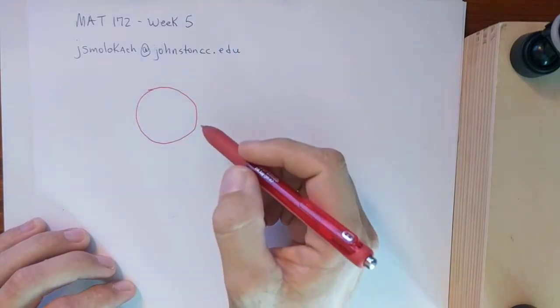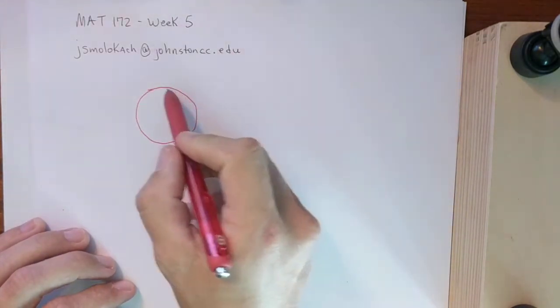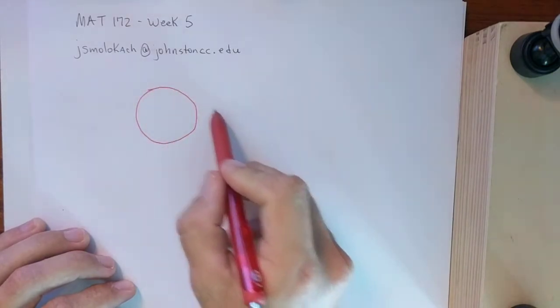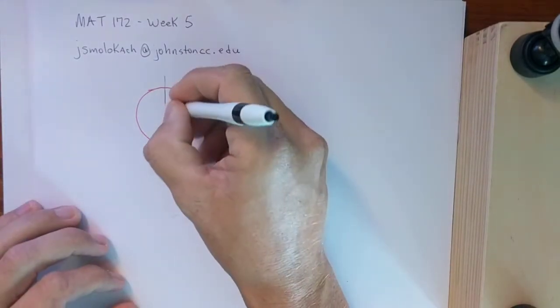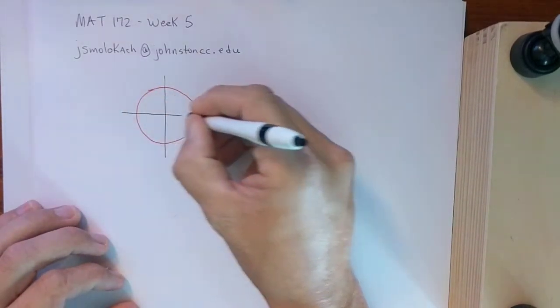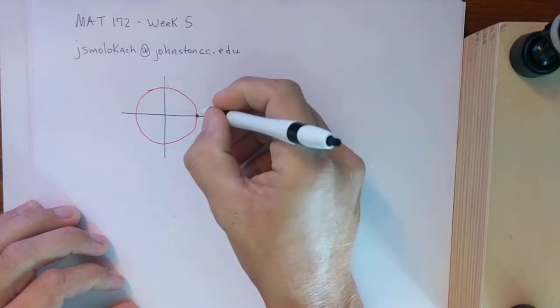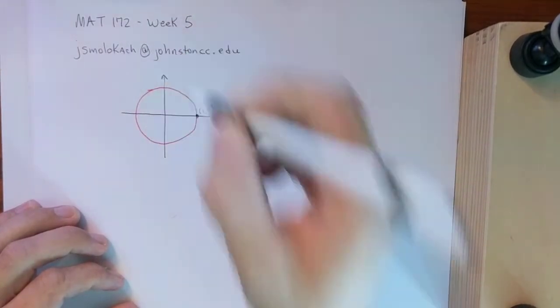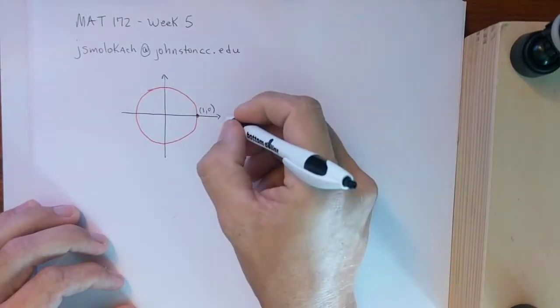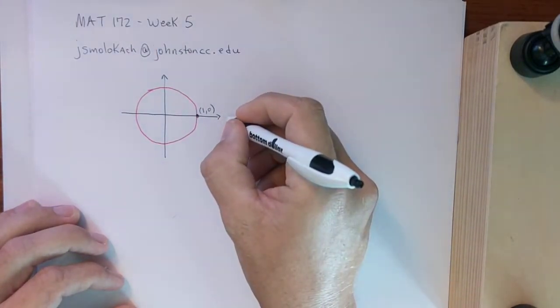Okay, a tangent line is a line that just intersects a circle in one point. If you put the circle on the grid on the x and y plane, and you let this point be (1, 0), then this is the, what kind of circle? Unit circle. Very good. Alright, so this is the x-axis and this is the y-axis.